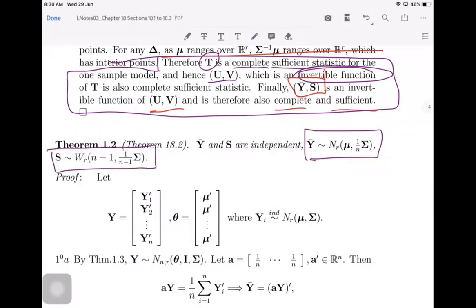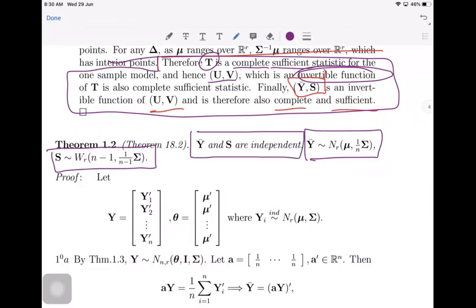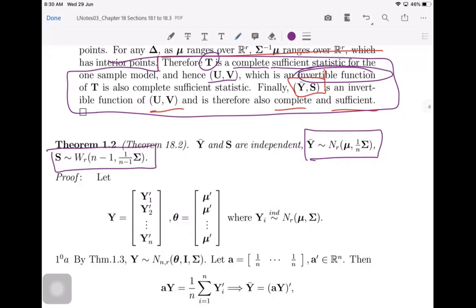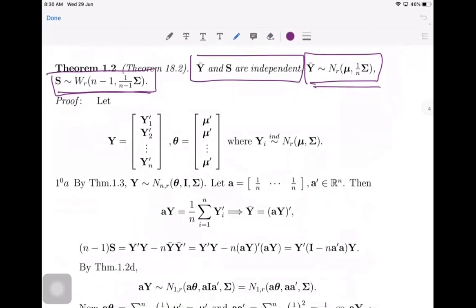So now, how we will show three things here. One is y bar and S are independent. Second is the distribution of y bar, and third is the distribution of S. So this is how we defined our y. It is a vector where this one is a row vector, because each of the y_i's here are rows, no? So actually this is n by r.